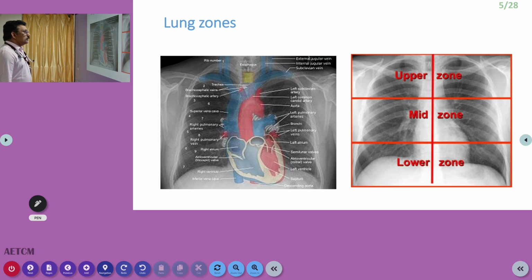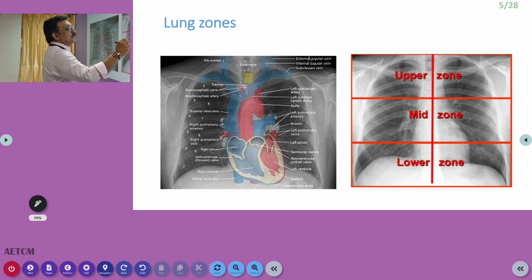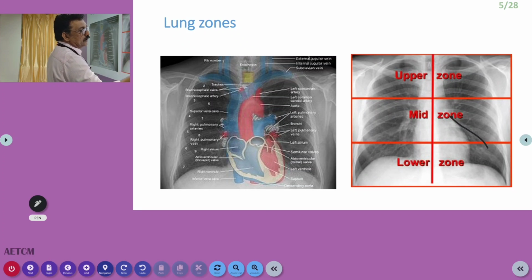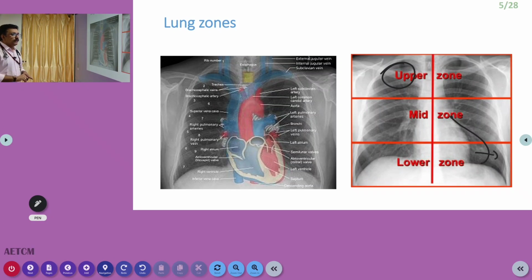Now, you should know the structures in each zone, then it will be very easy to comment on which structure is enlarged there. For example, mediastinal tumors, lymph nodes, and the aorta all come in the upper zone and the mid zone. If you have cardiomegaly, you know that it is the heart which is enlarged, and that is predominantly seen in the lower zone. Suppose you have a pneumonia or consolidation here, you can tell right upper zone consolidation. Like that we can tell which organ comes in which zone.